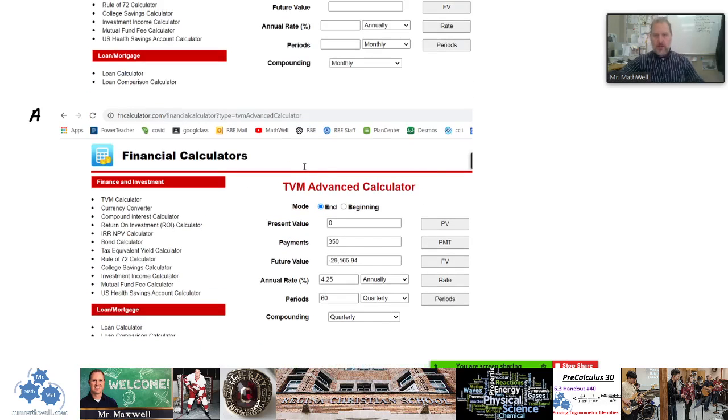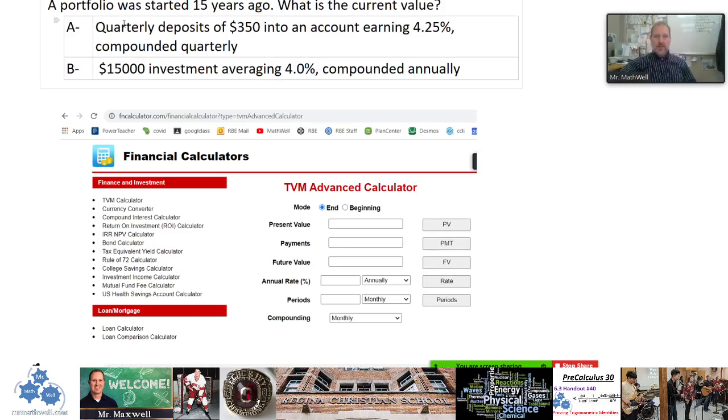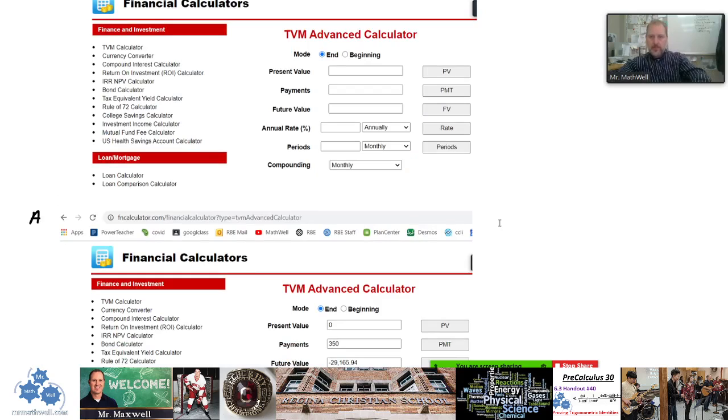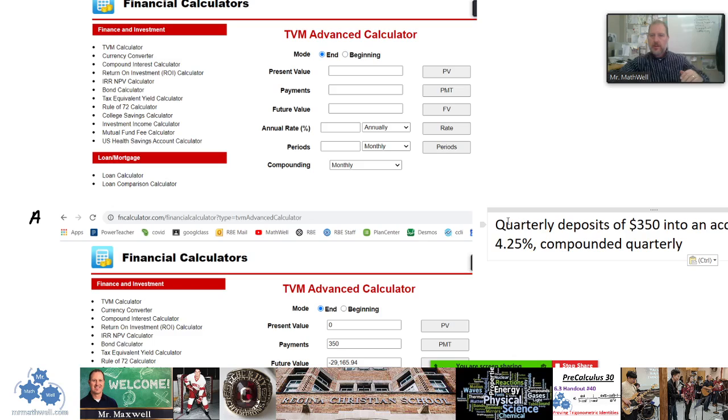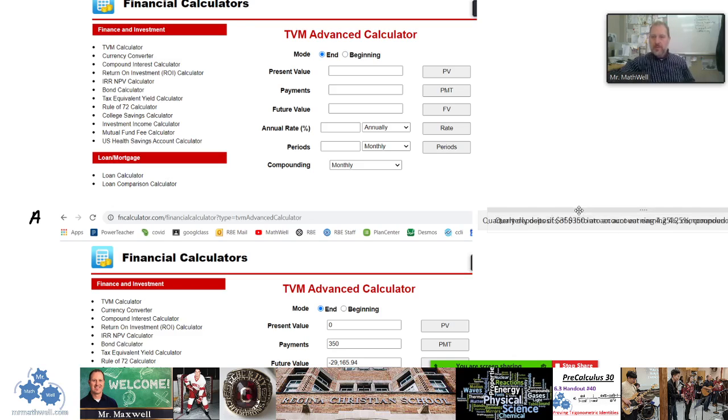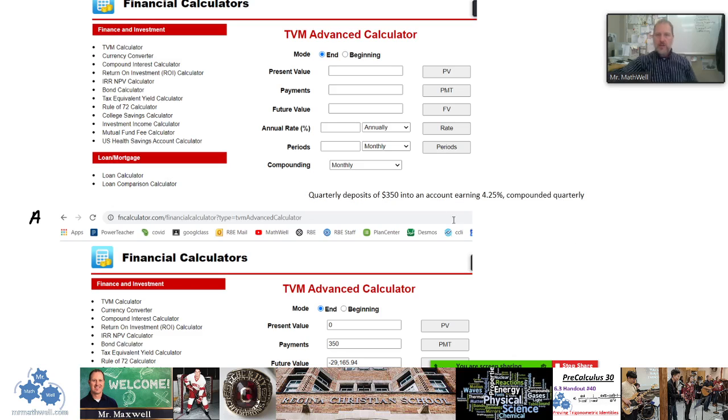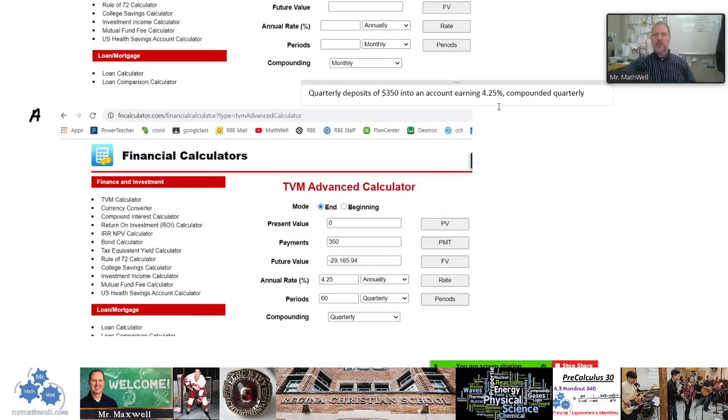So let's take a look at how we might put in our A, this part here, investments quarterly. I'm just going to copy that and plunk that over here somewhere so I can see it. Okay. So investments that are quarterly of $350, into an account earning 4.25% compounded quarterly. So do I have enough information here? Sure. The end is the default. We'll leave that there. It doesn't say it's at the beginning. Just at the end is fine.